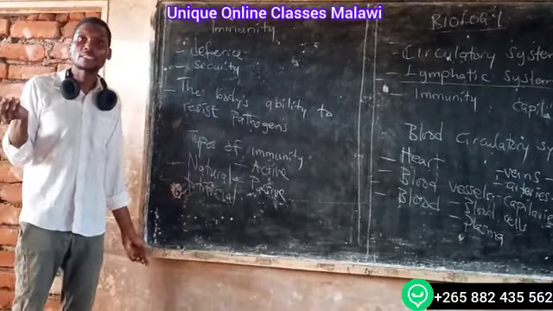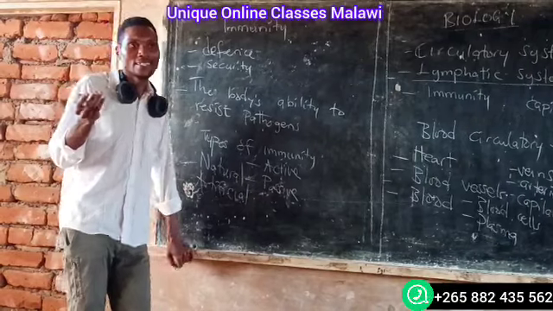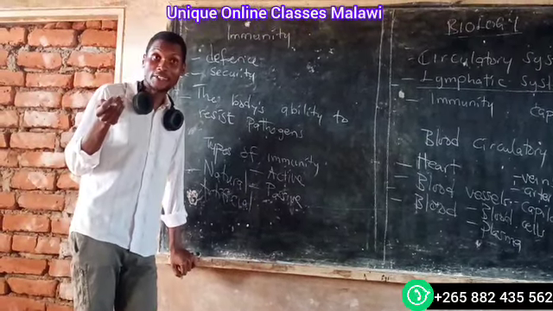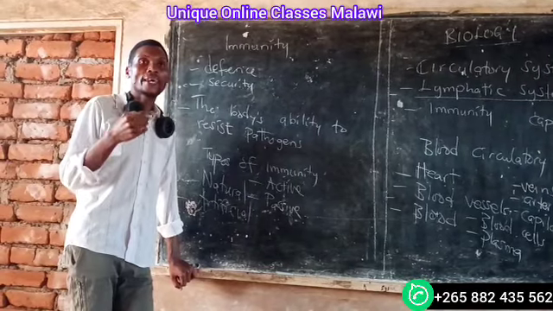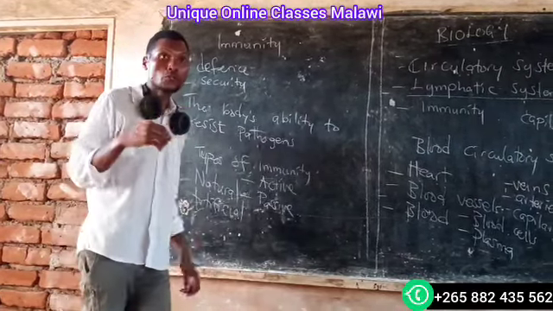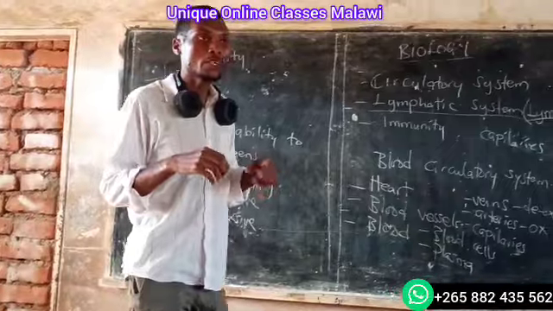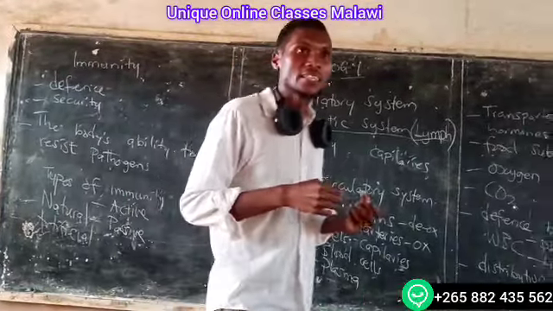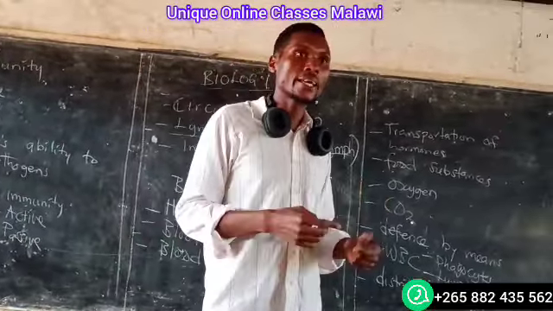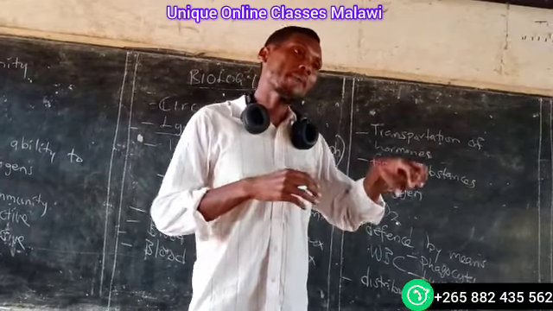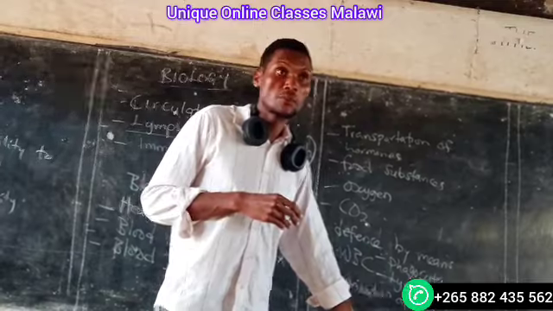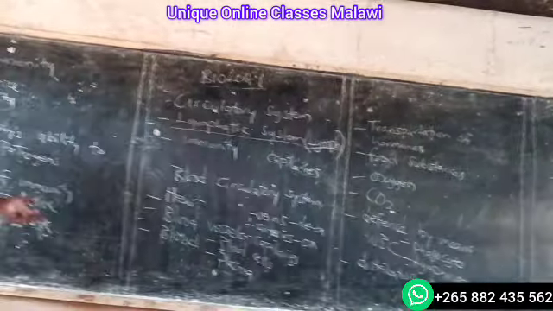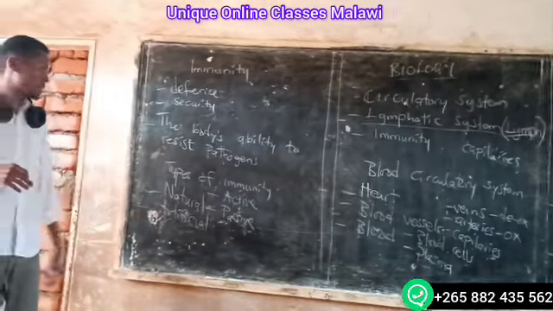Artificially, vaccination: a weakened pathogen is introduced into the animal. So the pathogen is weakened. The body is able to respond quickly with antibodies. That one is the artificial active.